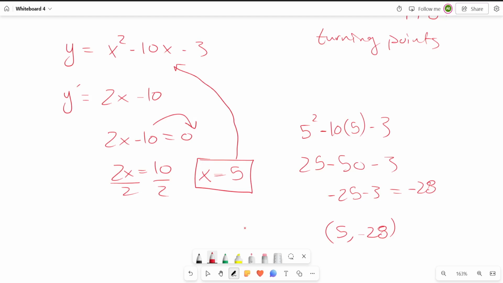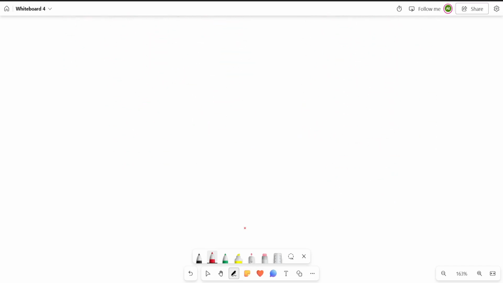Let's see another example that could illustrate how to classify those turning points, how to see if it's a local maximum or a local minimum. Let's see how to do that. So let's say we have a function y equals 2x cubed minus 3x squared minus 6. So again, we need to find the coordinates of the turning point first.